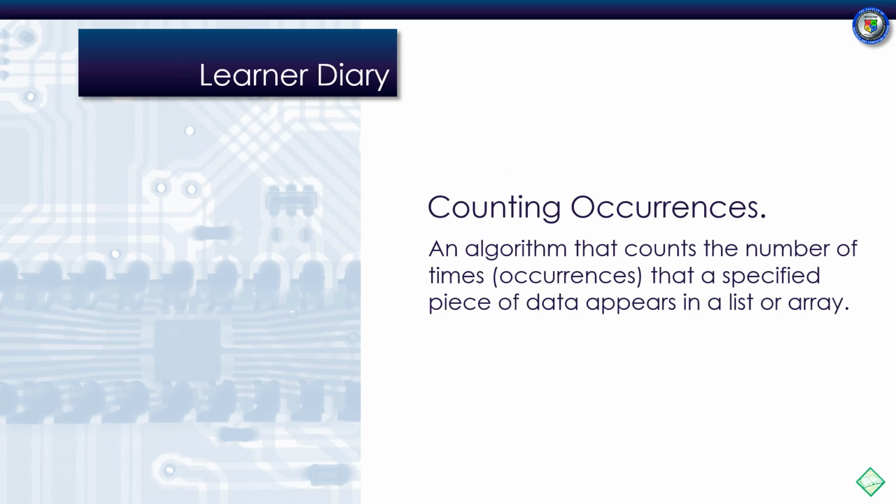We'll start today's lesson with a definition. Counting occurrences is an algorithm that counts the number of times or occurrences that a specified piece of data appears in a list or an array.